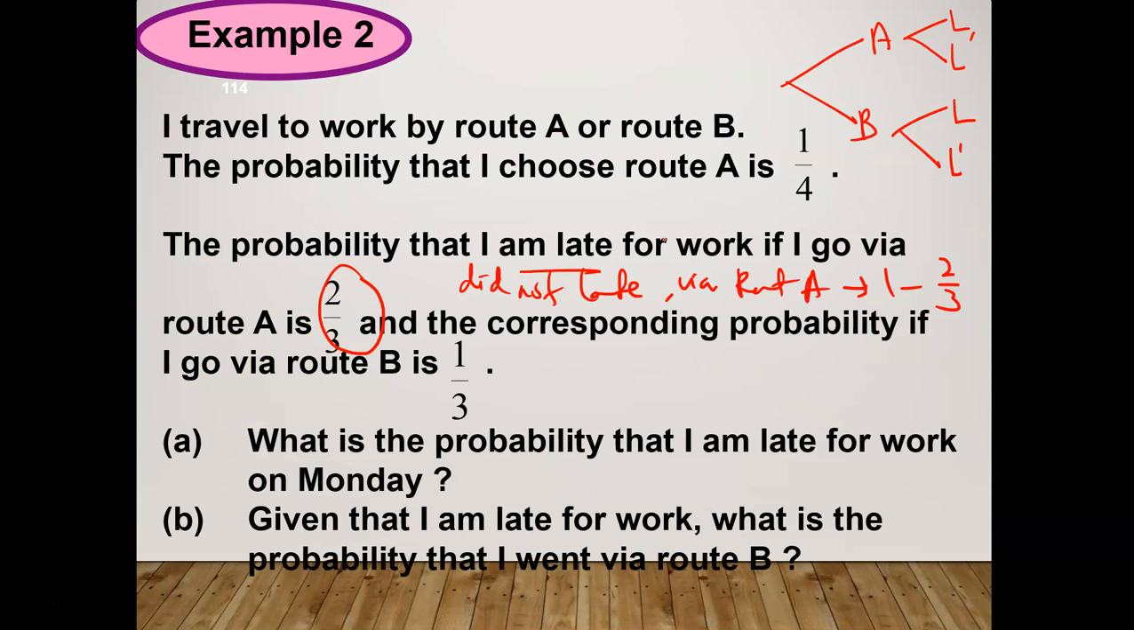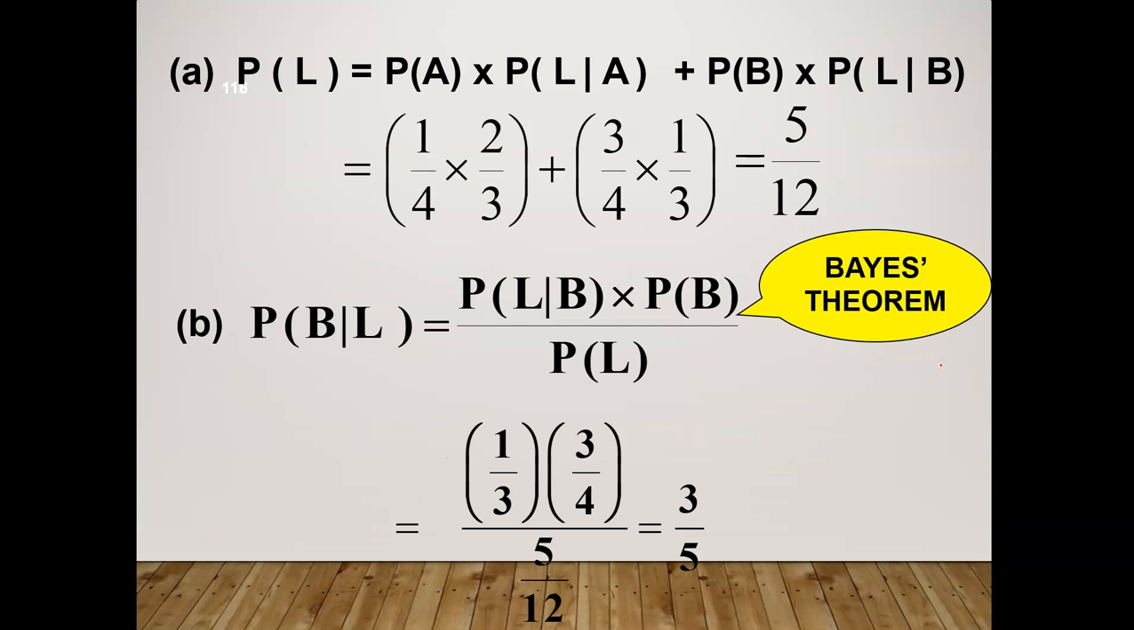Okay, so the question just now, what's the probability that I'm late for work on Monday? Late. Okay. You are late if you are choosing route A and you are late. Or you are choosing route B and you are late. So you have to consider these two lah. You add together. Okay, this one kan? This one. Alright, and then you get this 5 over 12.